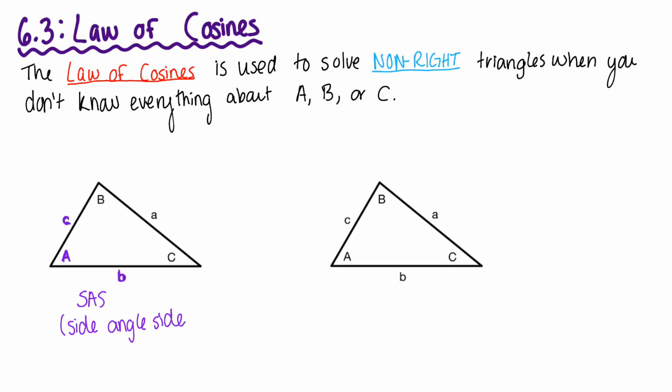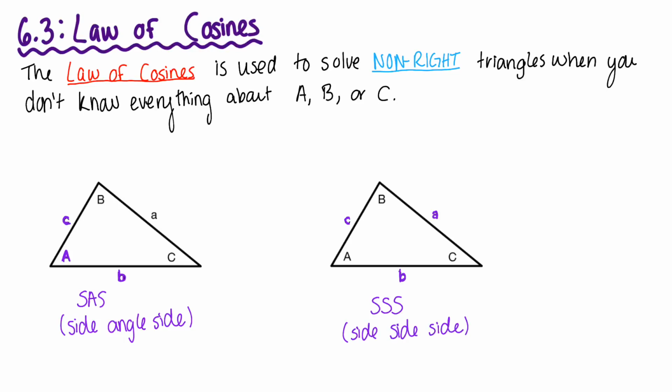So this is a situation in which you can use law of cosines. The other situation where you can use law of cosines is if you know all the side lengths, but you don't know any of the angles. So this is a side, side, side triangle.